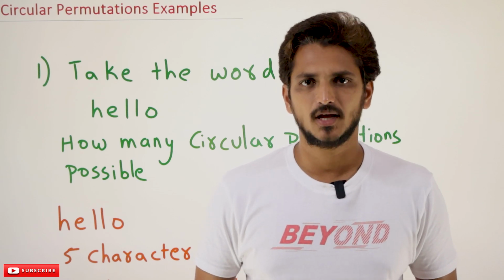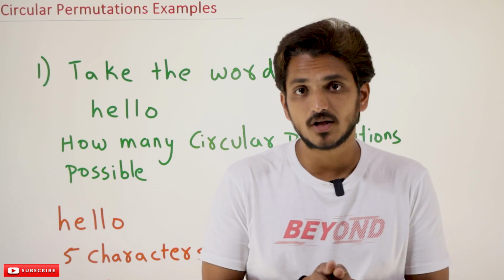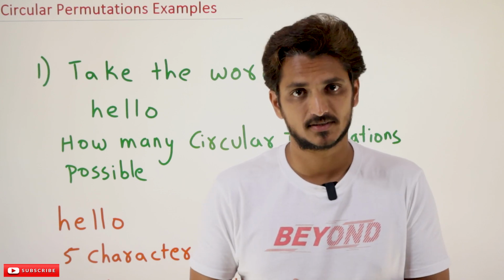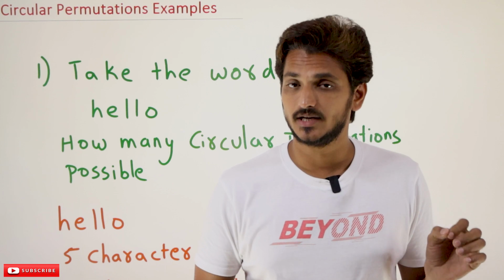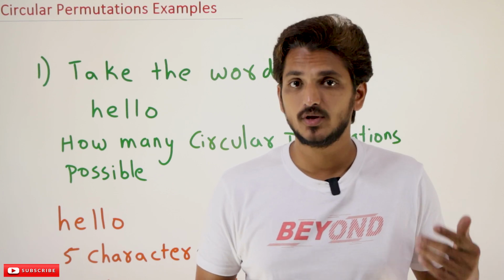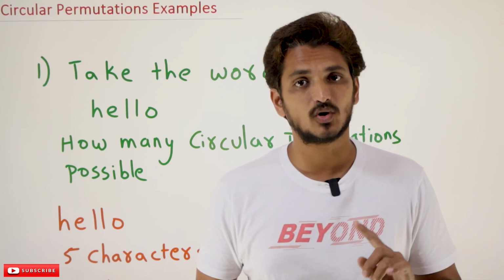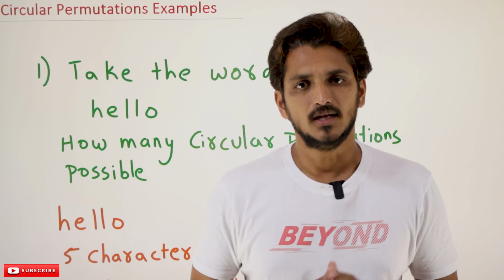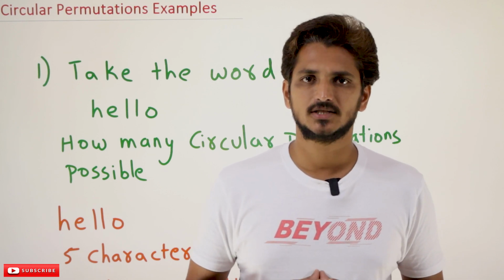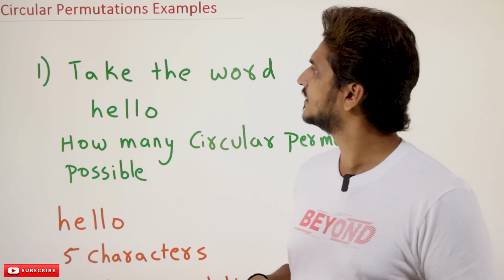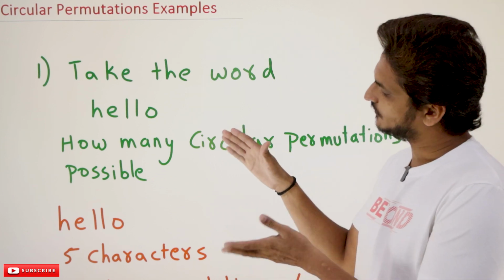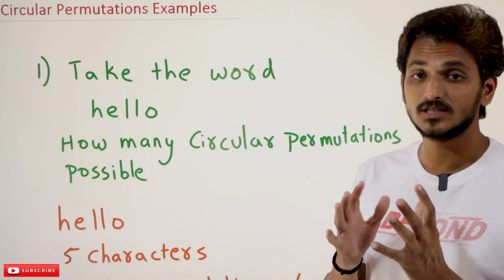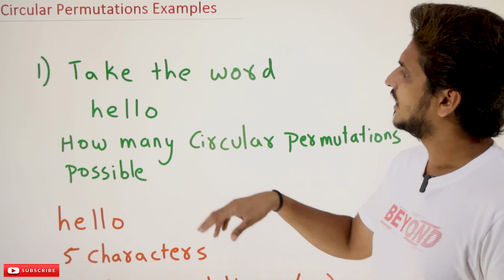I am Raghu here. In this class, we'll discuss circular permutations examples. In our last class, we clearly discussed the formula, how we solve circular permutations. Please watch that class and come back here. The link for the playlist is provided in the description below. Coming to today's class, the first two examples are simple. The third one is a little bit complex to understand.